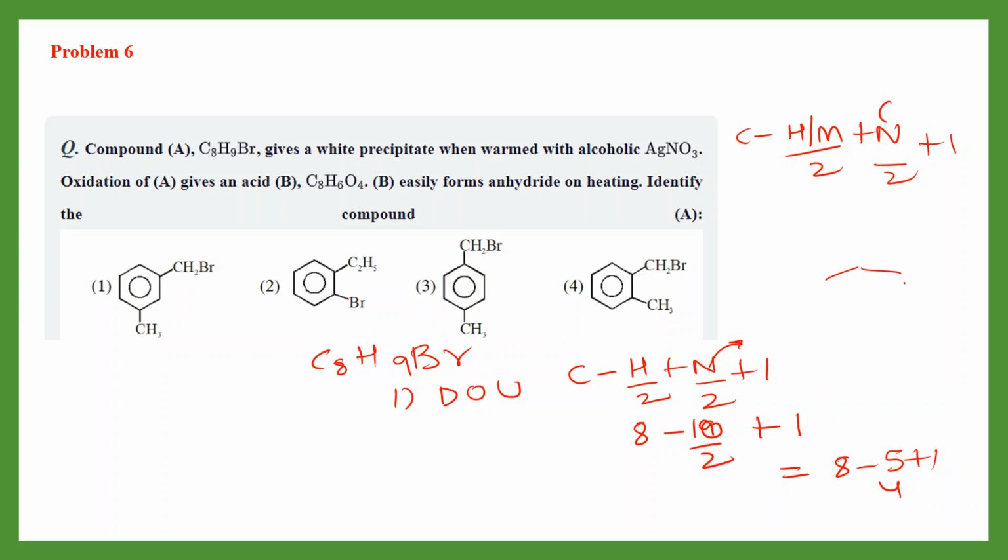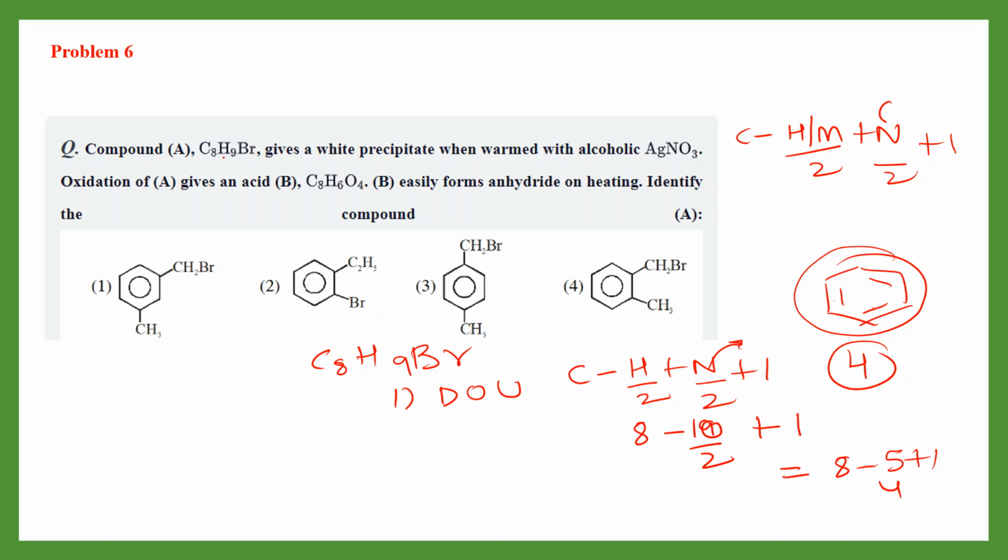Now see, degree of unsaturation counts the double bonds in your molecule. So 1, 2, 3, right? And 1 for your ring. So the total degree of unsaturation is 4, right? But benzene is in all four options, so this strategy gets eliminated.